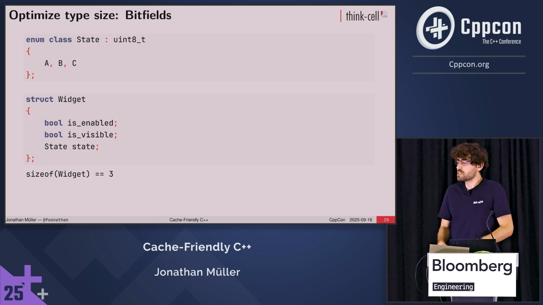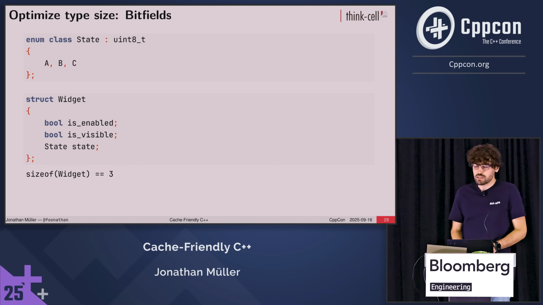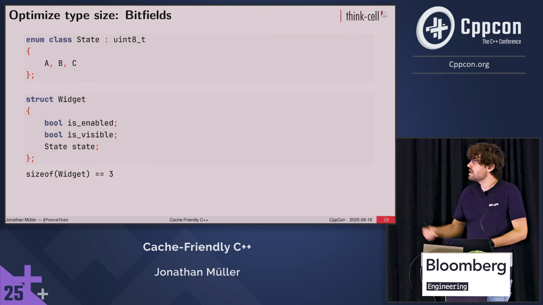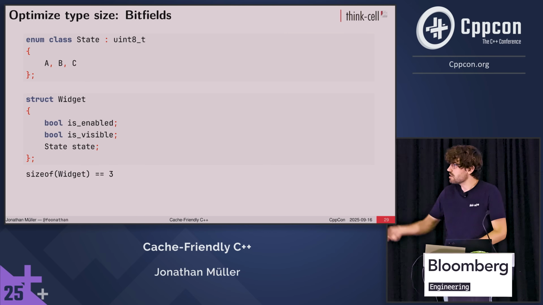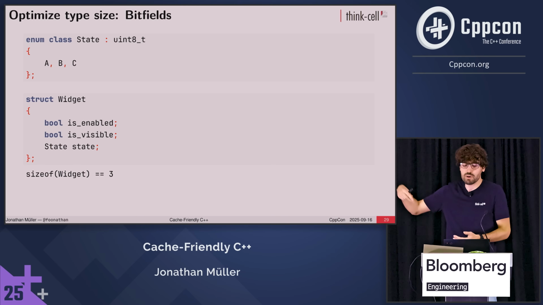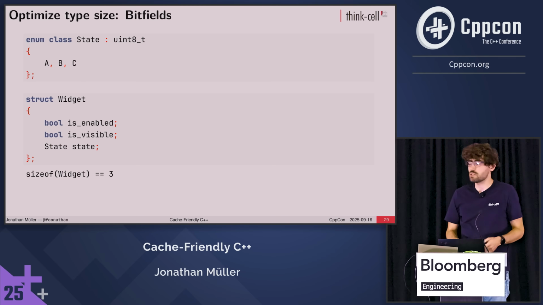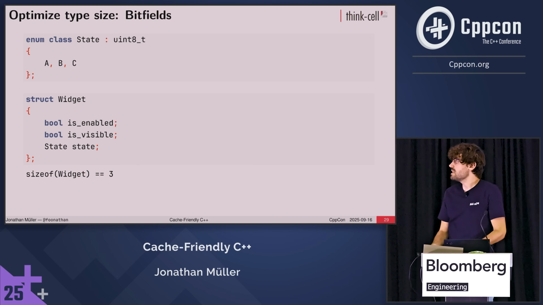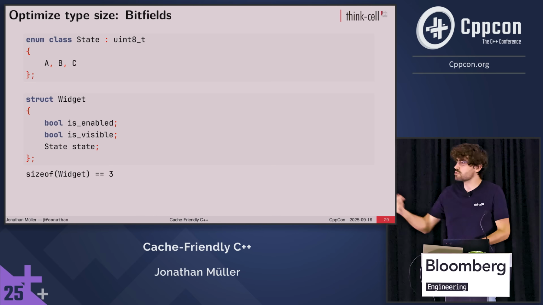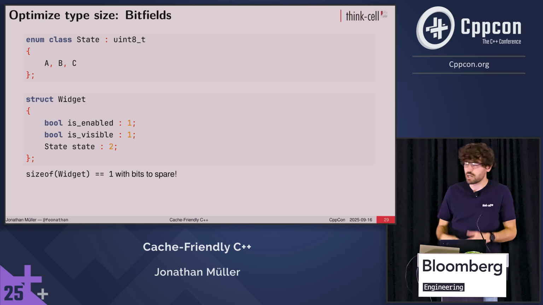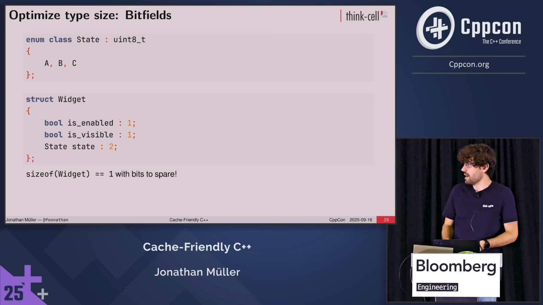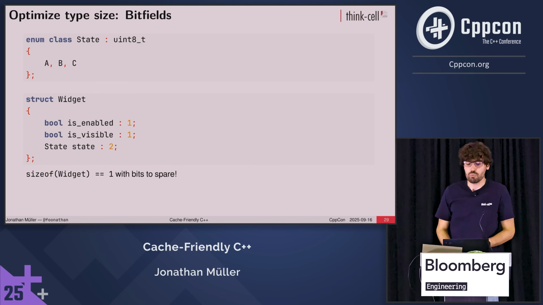Now, if you want data that's smaller than 1 byte, you could use bitfields. So here we've got a widget. A widget can be enabled, it can be visible, and it has one of 3 states. And now if you put all of the members in a struct, widget is 3 bytes because a bool is 1 byte, and the enum with the underlying type is also 1 byte. However, we don't really need 3 bytes because we have 1 bit for enabled, 1 bit for visibility, and 2 bits to represent the state. So we can use bitfields and just say behind the colon, this is how many bits we actually need, and then the compiler can pack them together in 1 byte.